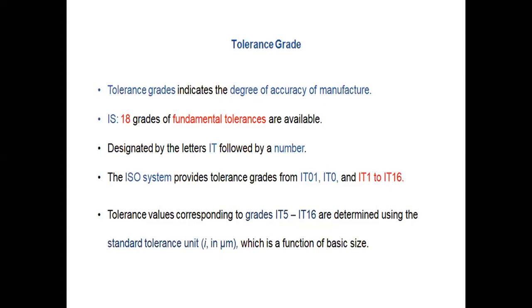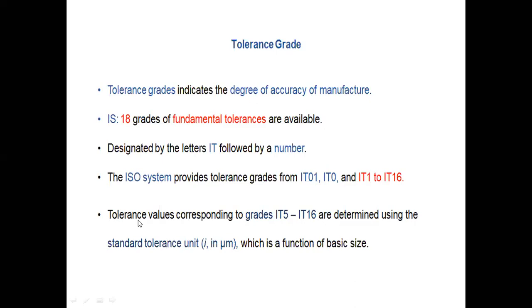Whether he is giving more tolerance or less tolerance to the component dimensions, that it actually indicates. So there are 18 standard tolerance grades, which are called fundamental tolerance grades, and they are designated by IT01, IT0, and IT1 to IT16. So in total 18 fundamental tolerance grades are there, meaning in between, IT1, IT2, IT3, like this up to IT16.